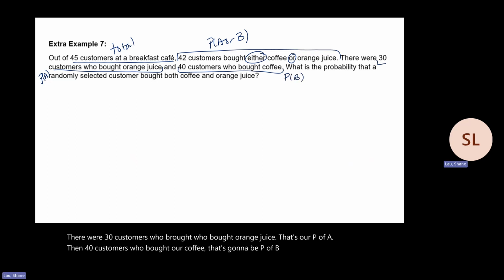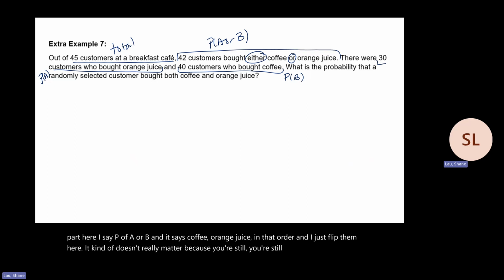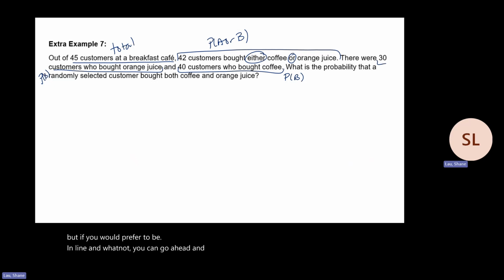Now, I know in the top part here, I say P of A or B, and it says coffee or orange juice in that order, and I just flipped them here. It doesn't really matter because you're still working it the same way. But if you would prefer it to be in line, you can go ahead and change these to a B or an A. Again, it doesn't really matter, but I can understand where people would prefer that.